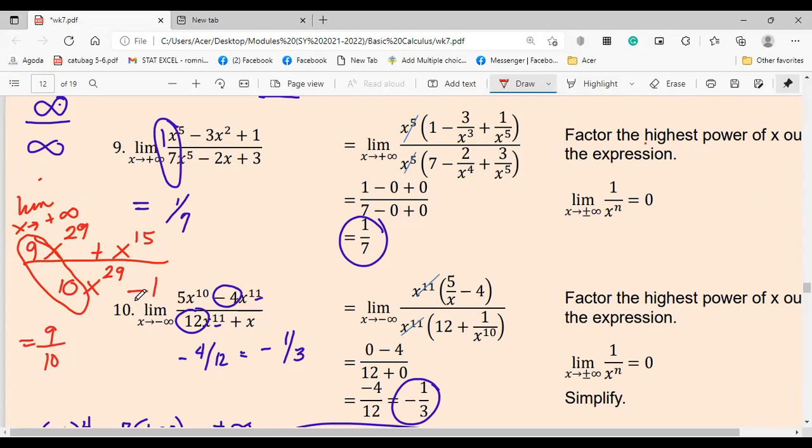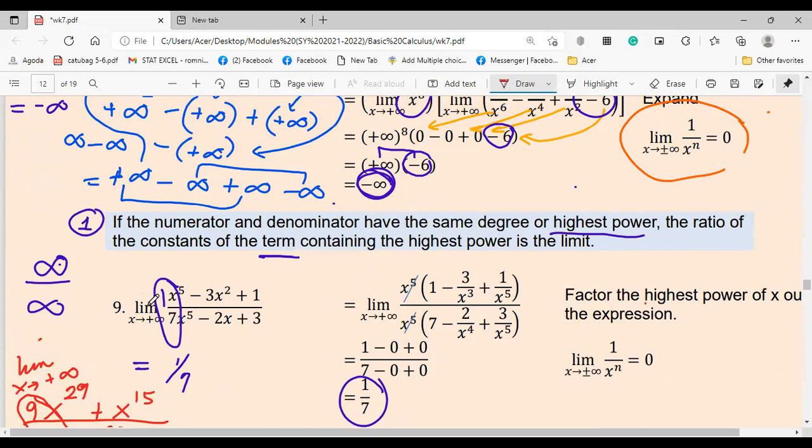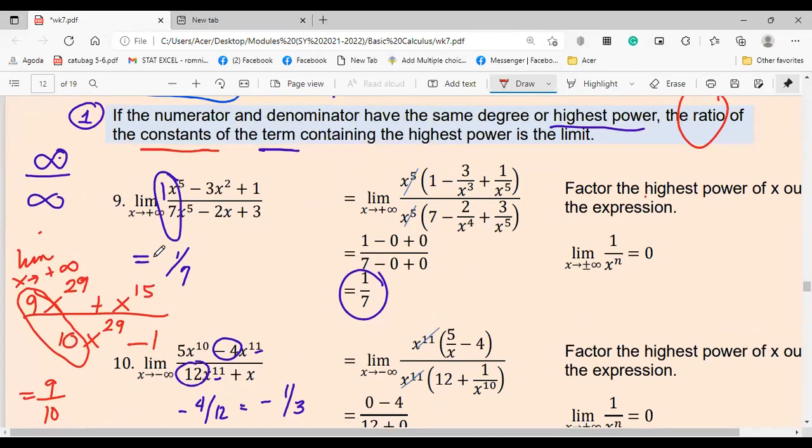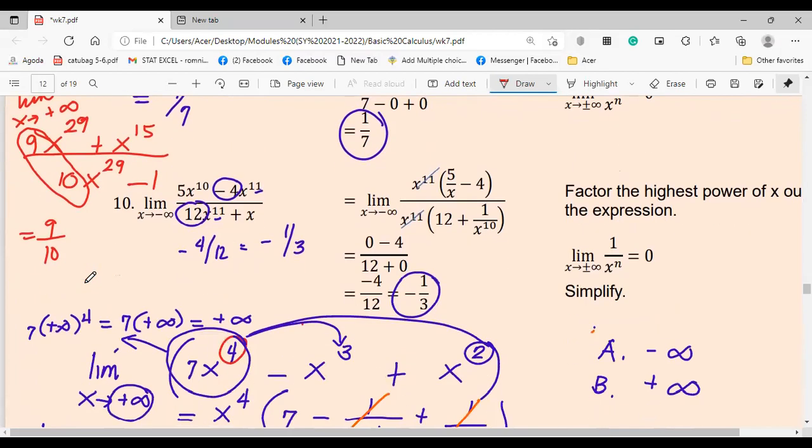That now is the limit rule. Yan ang sinasabi ng group. If the numerator and denominator have the same degree or highest power, ang ratio, tingnan ninyo ito. Ratio is the quotient, the simplified quotient of the constants. Constant is the numerical coefficient of the term containing the highest power, and that will become the limit. That makes it 1/7 for number 9. Kasi ang x raised to 5 sa numerator, 1 ang kanyang numerical coefficient, and 7 naman sa denominator. In the next example, we have negative 4 and 12 giving you negative 1/3.